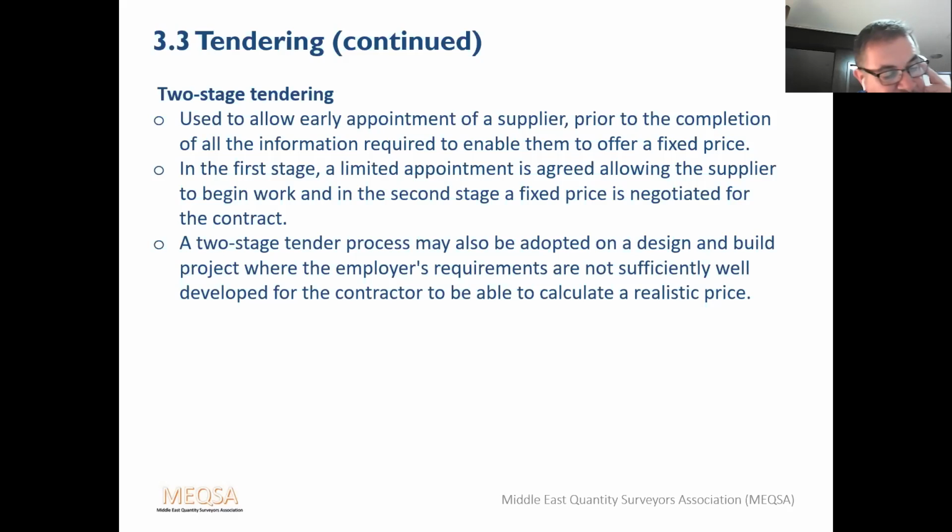A two-stage tender process may also be adopted on a design and build project, where the employer's requirements are not sufficiently well developed for the contractor to be able to calculate a realistic price. In this case, the contractor will tender a fee for designing the building, along with a schedule of rates that can be used to establish the construction price for the second stage tender.